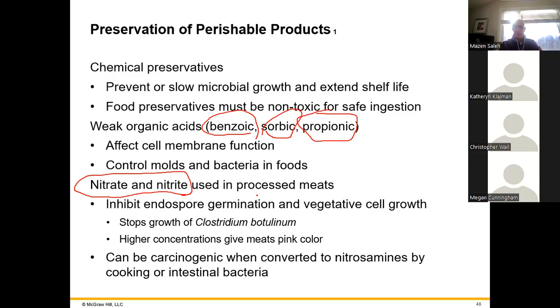Except that you don't want to eat a lot of those. You don't want to eat high amounts of these. They're quite effective at stopping the growth of C. botulinum.